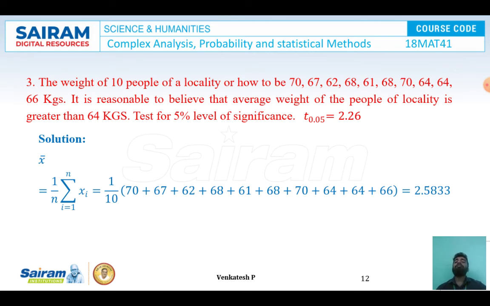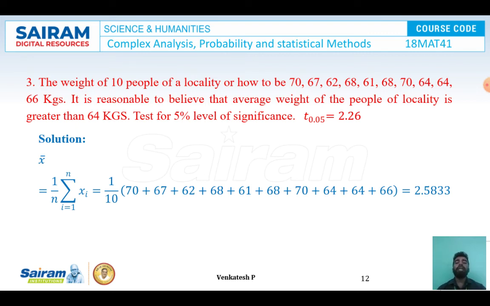Example number 3. The weights of 10 people of a locality are found to be 70, 67, 62, 68, 61, 68, 70, 64, 64, 66 kgs. So can we think that the average weight of the people of the locality is greater than 64 kgs? Test the hypothesis at 5% level of significance with the value of t equal to 2.26. So same as the previous problem only.